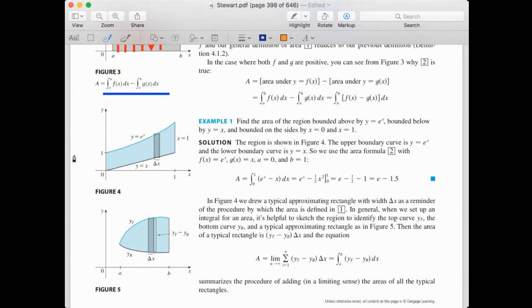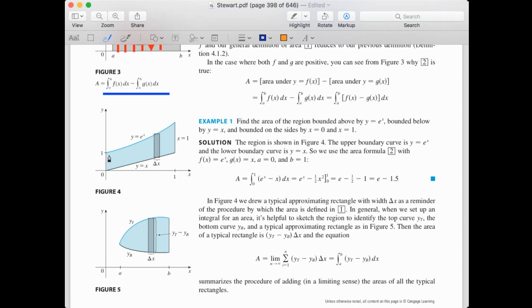We know the graph goes this way, e to the x, exponential growth, bounded below by y equals x. This picture is skewed. You see, 1 on the y coordinates is this much, but 1 on the x coordinates is this much, so the graph is a little bit skewed. So y equals x and y equals e to the x. We want to find the area between x equals 0 and x equals 1.